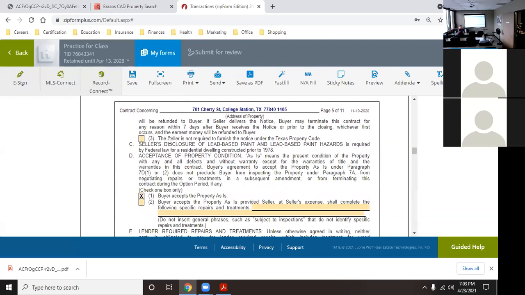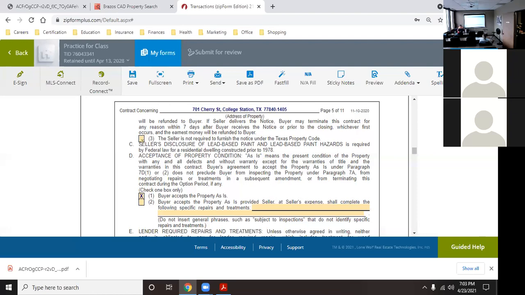And then 3 here, seller is not required if it's not required by the Texas Property Code. Again, that would be in a situation where it's just land. A lot of land does not require seller's disclosure because there's nothing to disclose, because there's no house or improvements on the property. There is just the land itself.